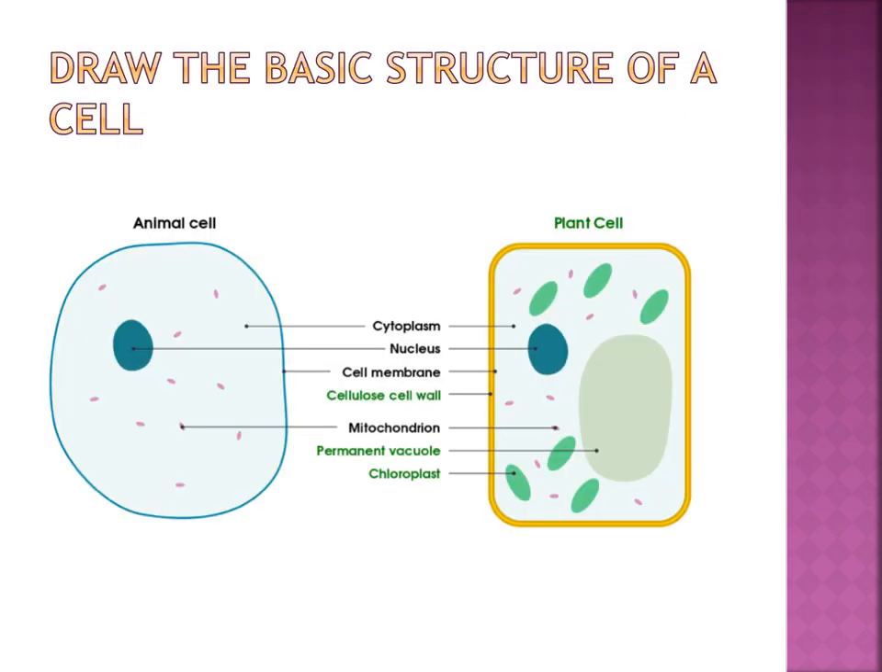Here are two types of cells that we'll mainly look at through this school year. So we have animal cells and plant cells. Animal cells typically tend to be rounder, whereas plant cells tend to be more rectangular and square. They have some of the same organelles. So again, organelles are inside of a cell.